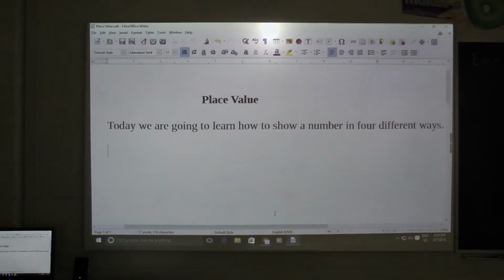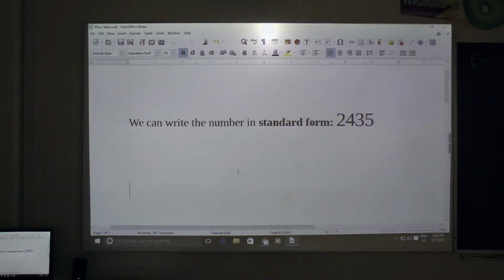Place value. Today we are going to learn how to show a number in 4 different ways. We can write the number in standard form. This is the easiest and quickest way to write a number.